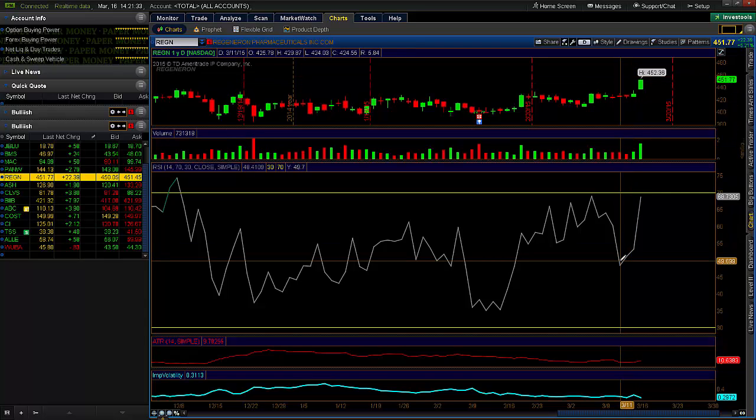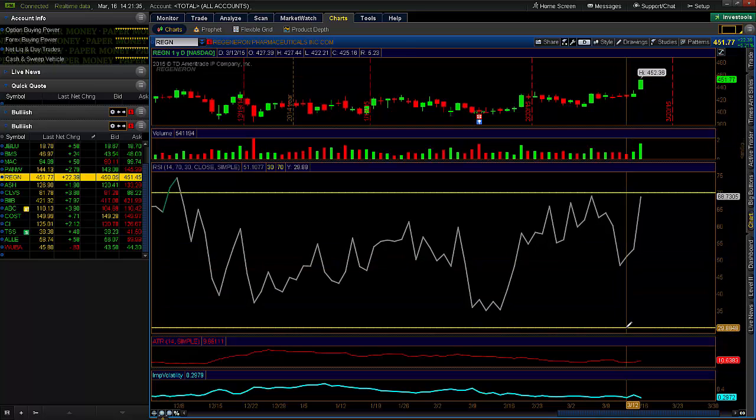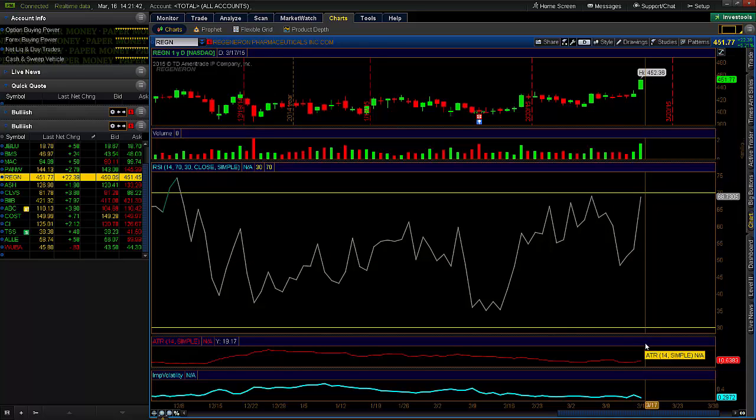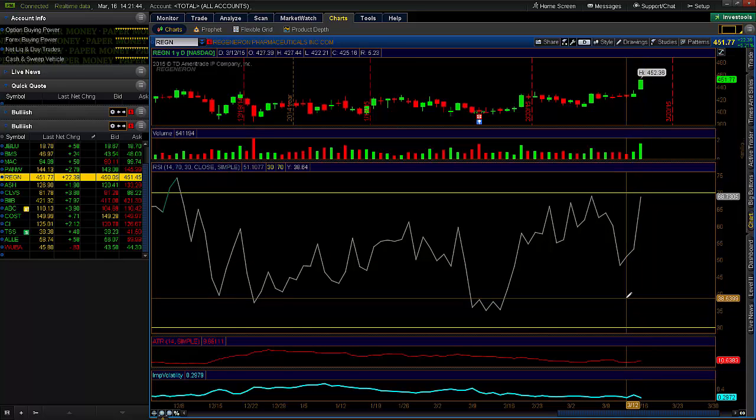And you've got the same thing to the downside, by the way. Anything underneath 30 is what we call oversold. Anything below 50, above 30, crossing down, still has room to run to the downside. Hopefully that helps you with RSI.